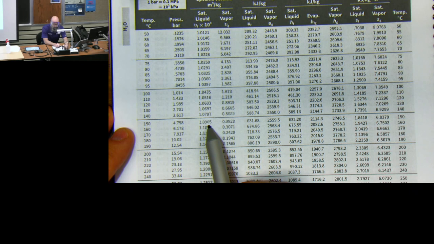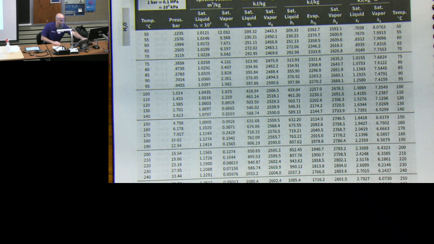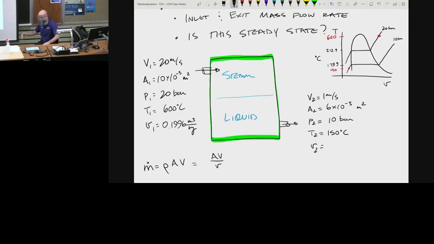Okay, the liquid approximation. We're going to use that a lot this semester, so make sure we know that. We have to do it for ammonia, propane, R134A or R22. We will do it for water when the pressure is not very high. So specific volume 2 is going to be approximately equal to the specific volume of the saturated liquid at the temperature of 150 degrees Celsius, which is going to give us a value of 1.0905 times 10 to the minus third meters cubed per kilogram.